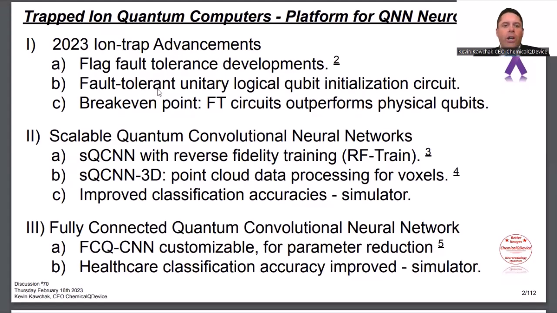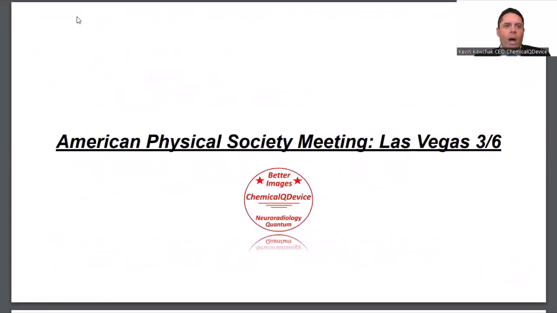And you'll see here, scalable quantum convolutional neural networks, and then in 3D for potential use for MRIs. So MRIs, their raw data is voxels. I'm also going to cover this quantum convolutional neural network that's fully connected as well.